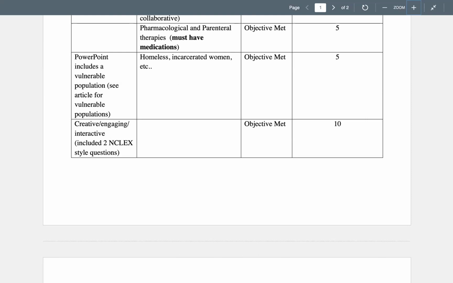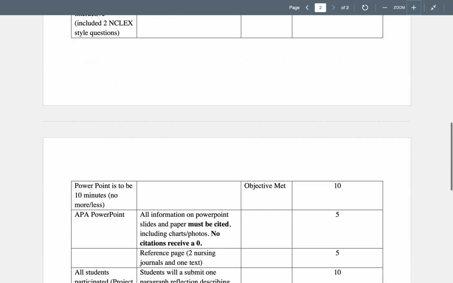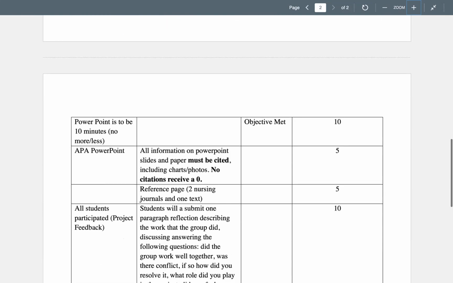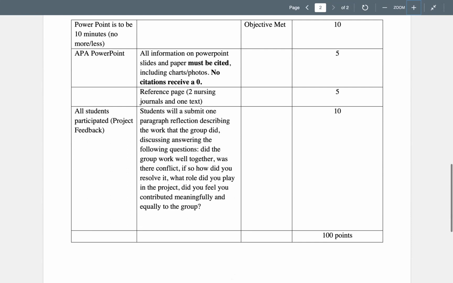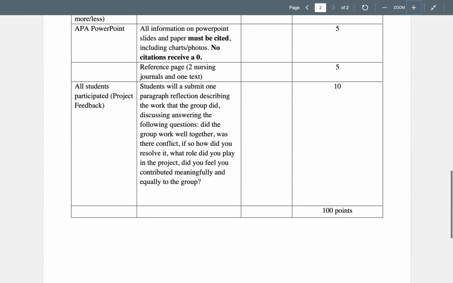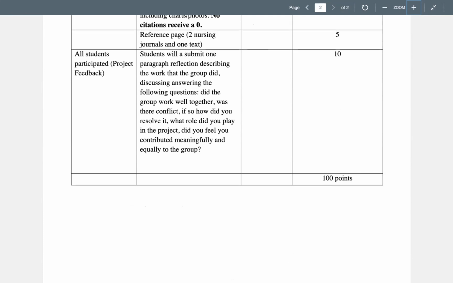Then the next one is homeless, incarcerated, some type of vulnerable population. You want to include that, and that's going to be 5 points. Then your 2 NCLEX questions are going to be 10 points. The timing of your PowerPoint should be 10 minutes, and that's 10 points. Then for citations, I want to see everything cited. That's 5 points. Make sure your charts, your photos, everything is cited, and no citations is going to be a 0. Then your reference page is going to be 5 points.